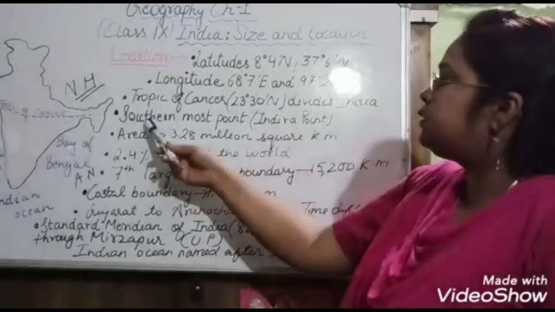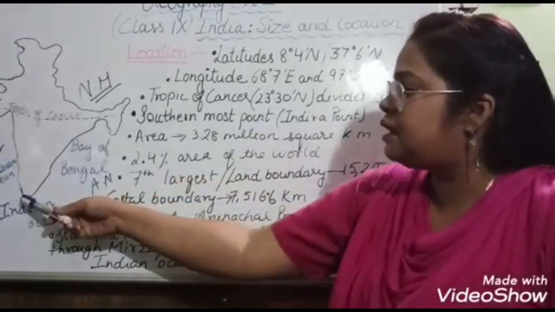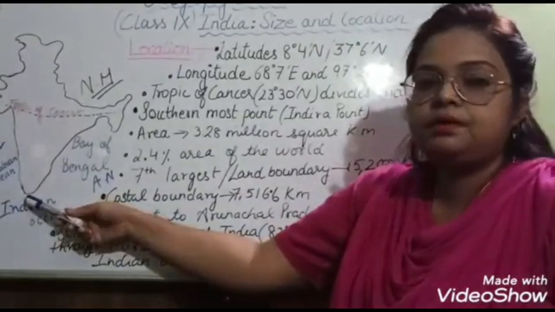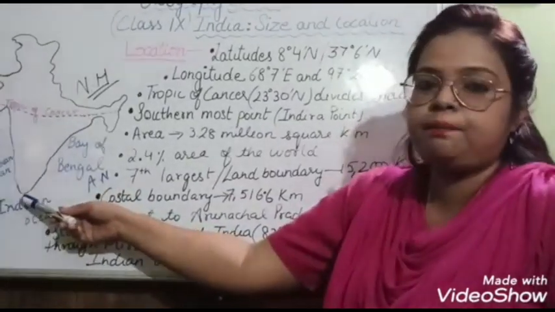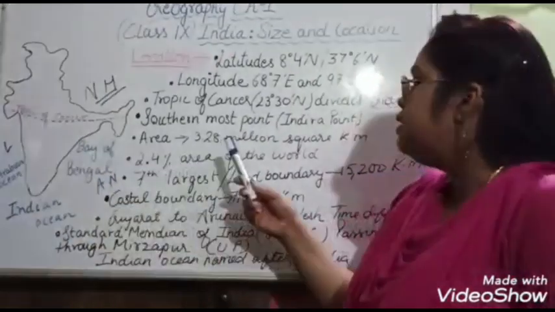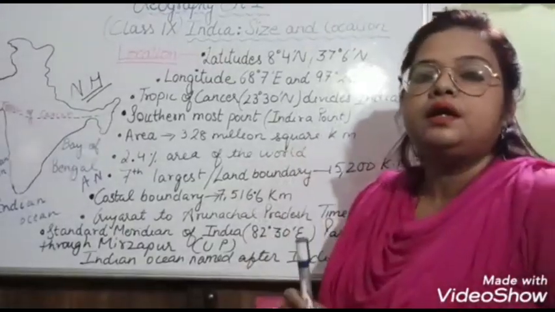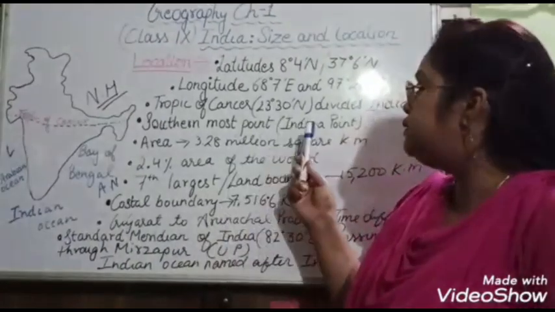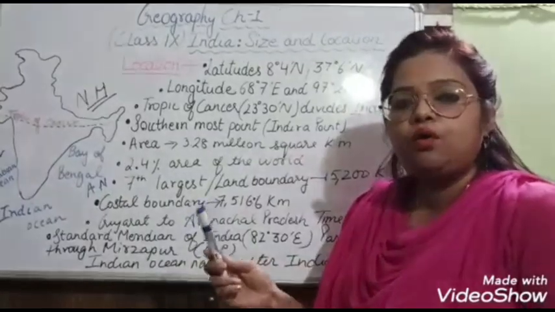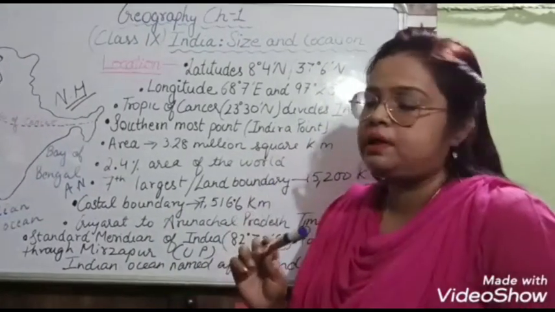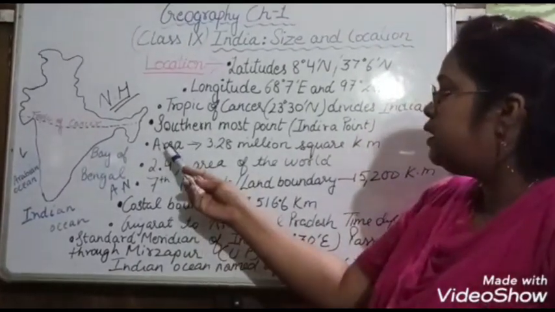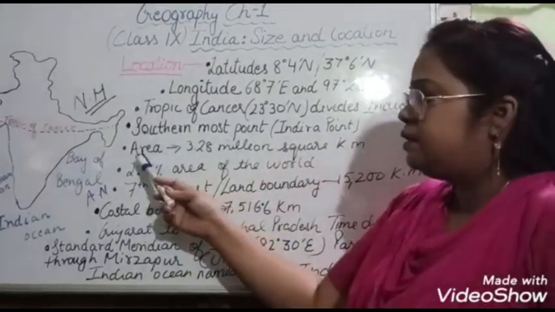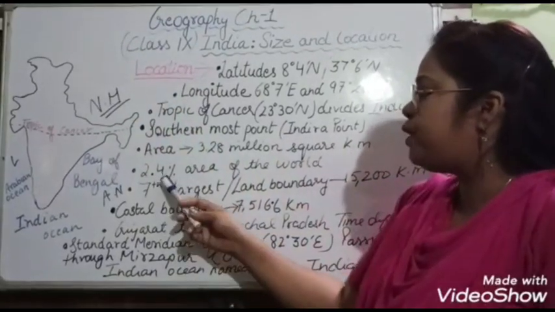Now the southernmost point, the last point of India, what is it called? It is called Indira Point. The tip of the Indian continent is called Indira Point. But in the year 2004, when a tsunami came, Indira Point got submerged under the water.